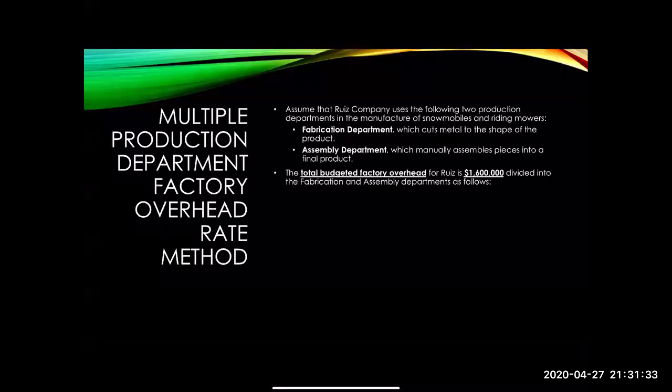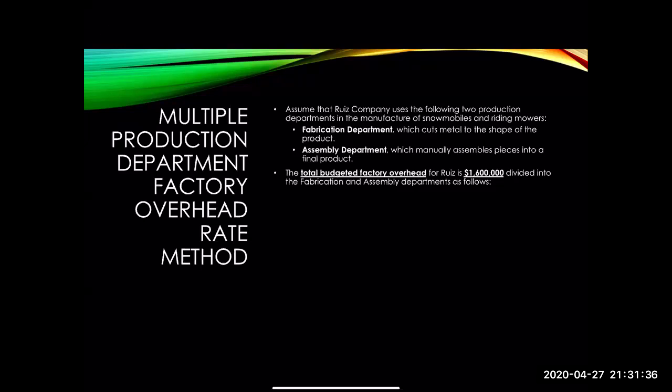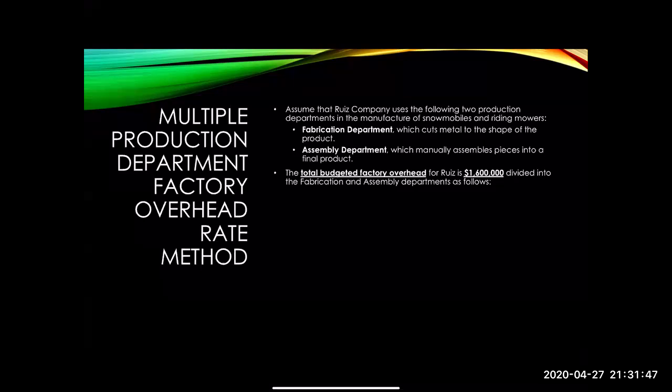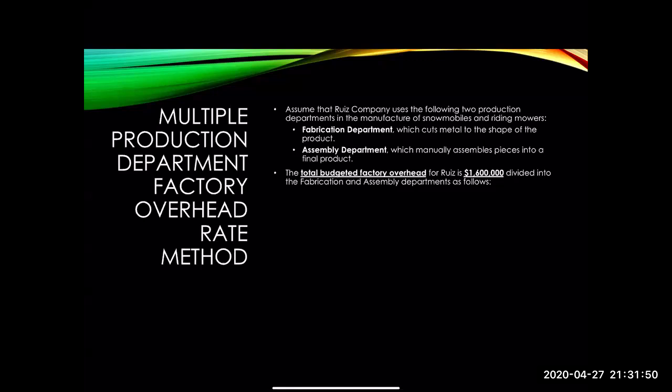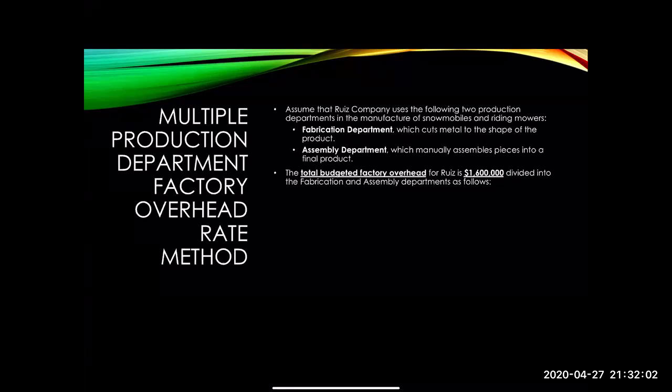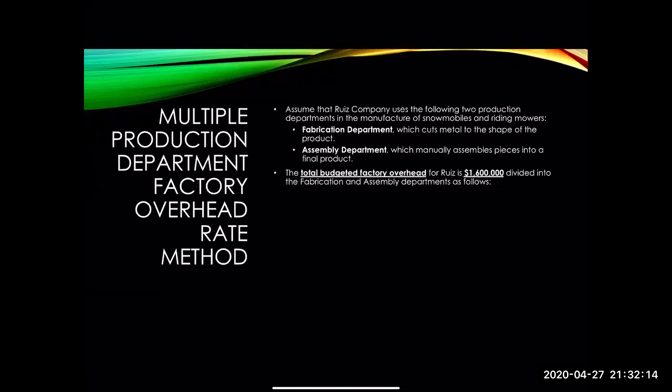So let's dive into this with an example, because sometimes that's a better way to get across the point. Assume that Ruiz Company uses the following two production departments in the manufacturing of snowmobiles and riding mowers. You have your fabrication department, which I tried to explain in the prior slide. The fabrication department cuts metal to the shape of the product. And then you have the assembly department, which manually assembles pieces into a final product. Even just reading through the descriptions, you can tell that they probably use factory overhead a lot differently, right? So here's our information.